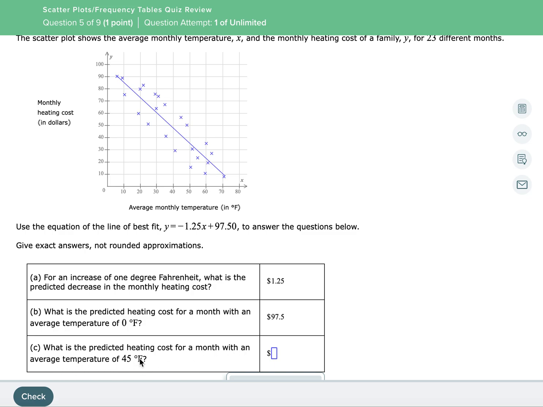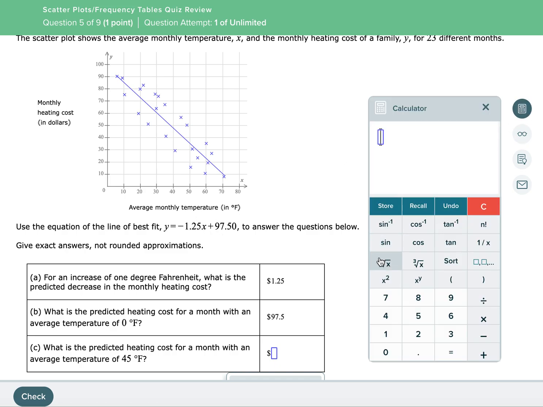All right, now, this last one: what's the predicted heating cost for a month with an average temperature of 45 degrees Fahrenheit? So you're not going to look at the graph for this and go up and find it. That's going to tell you approximately where it's going to be, but we're going to use the equation of this line to fit, and we're going to put 45 in for our x. So I'm going to go negative 1.25, my parentheses, that's x, that's how we substitute. Put in 45 and then close my parentheses, and I'm finishing writing this equation out, so I'm going to add 97.50.